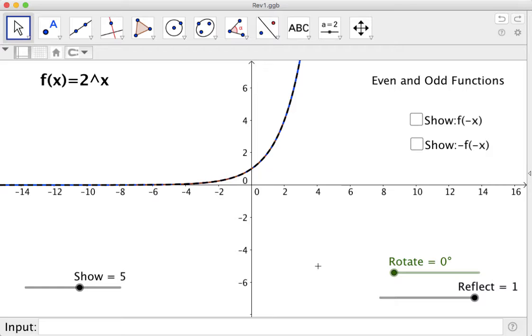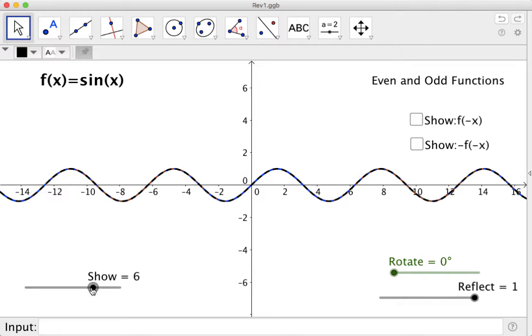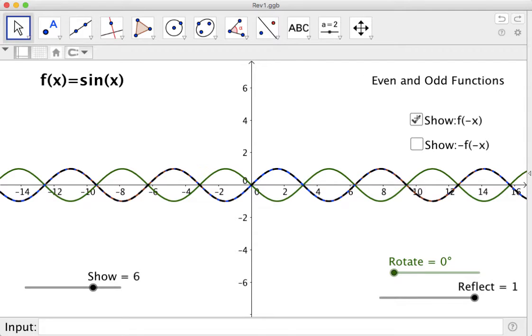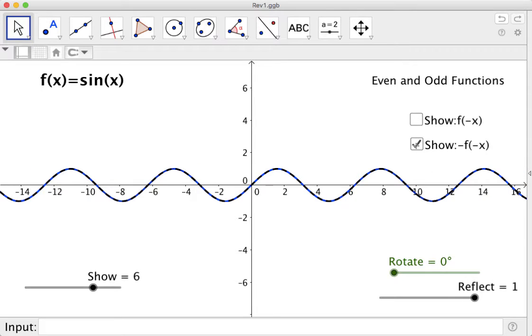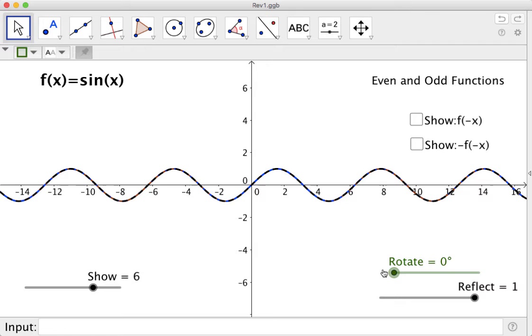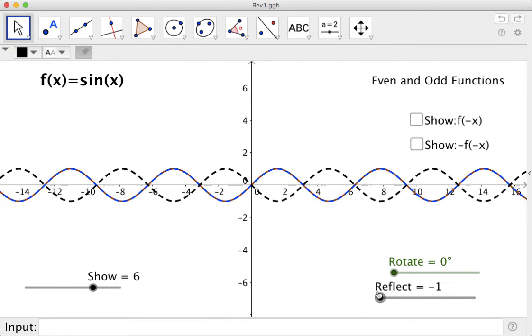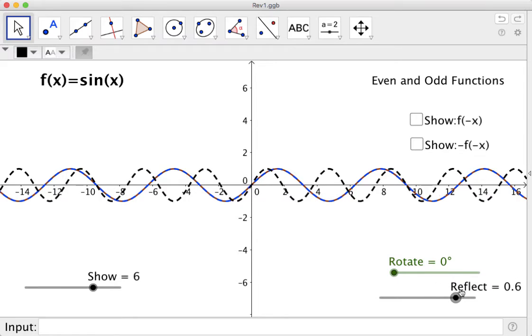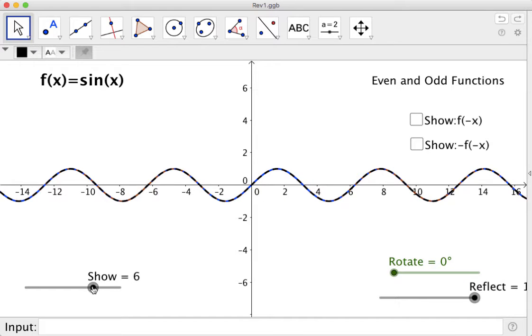If we look at the sine of x, we can see that if we graph f of negative x, we get a different looking function. And if we graph negative f of negative x, we get the same function. Again, the reason is it does rotate onto itself 180 degrees around the point 0, 0. It does not reflect onto itself across the y-axis.